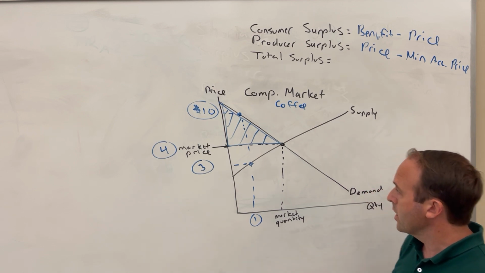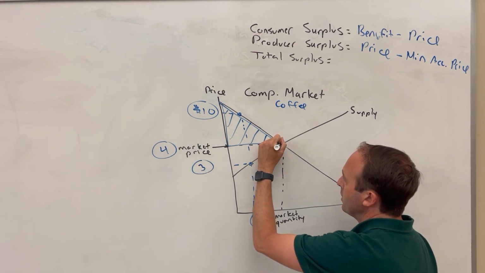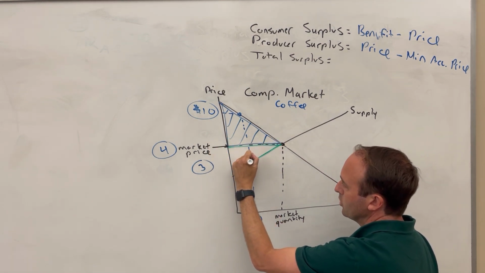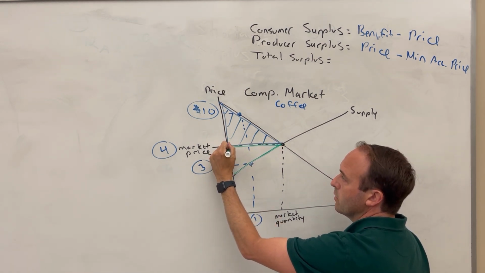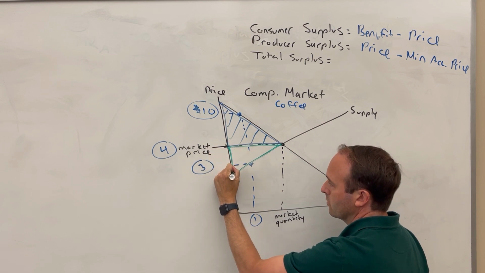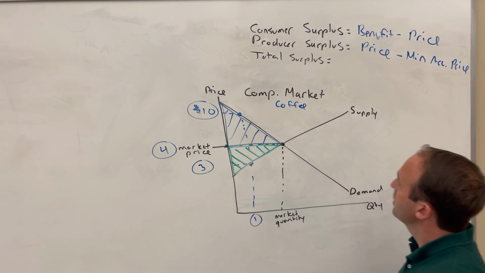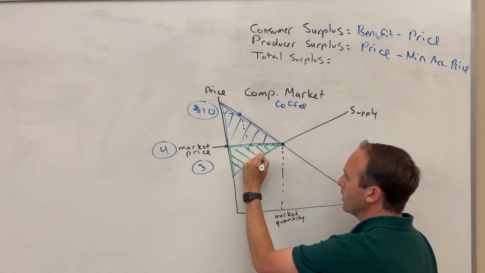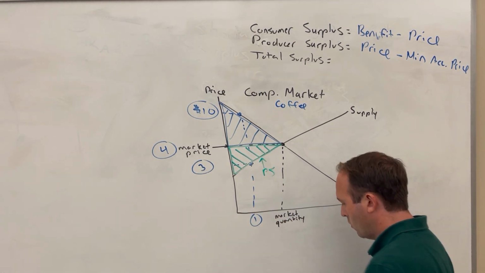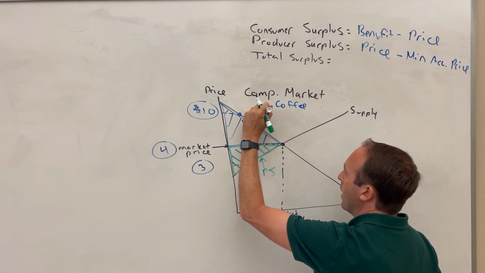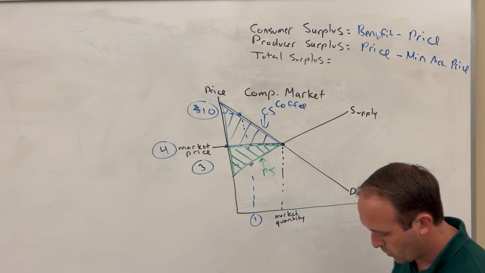And that triangle is going to be bound also by the price, but then by the supply function and the y-axis. So the producer surplus is going to be this green triangle, while the blue triangle on the top is going to be our consumer surplus.